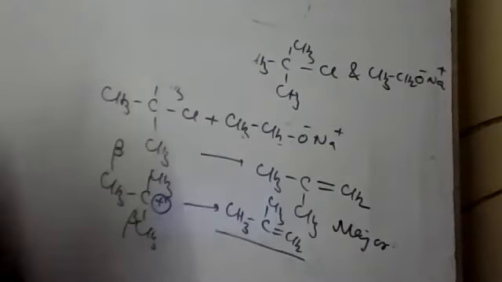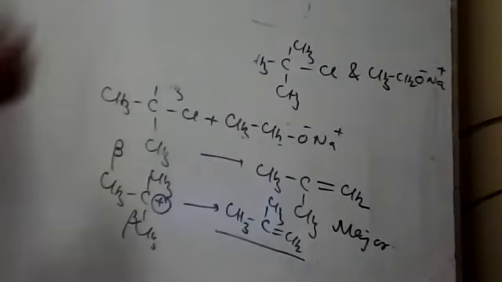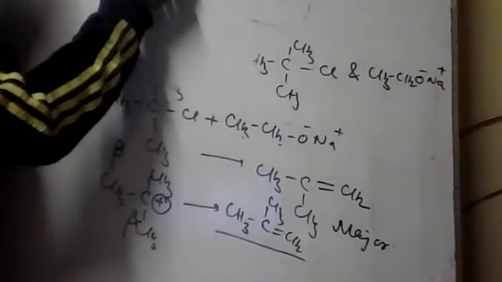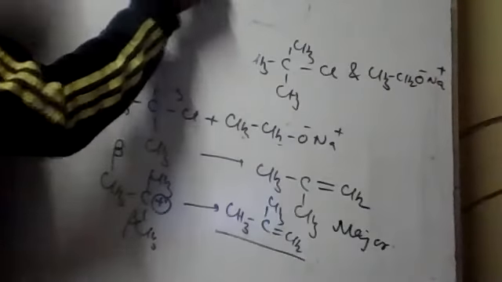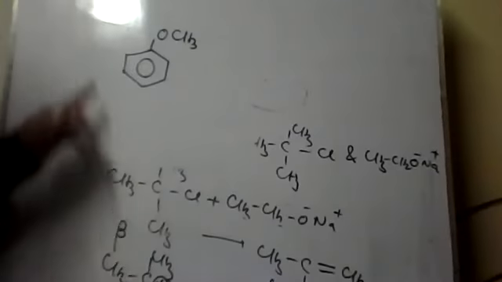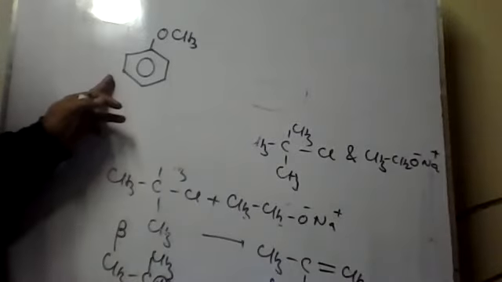Similarly, now you say, to prepare anisole, that is methoxybenzene. To prepare methoxybenzene, OCH3, which reagent should be used in Williamson synthesis?